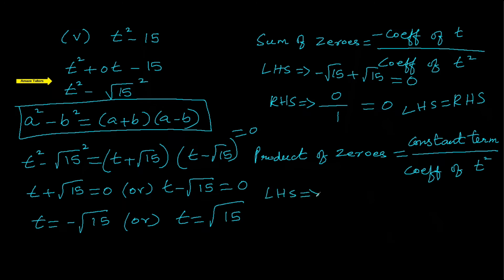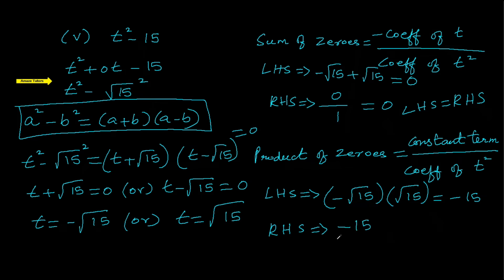LHS, product of zeros, negative root 15 times positive root 15. We know that root 15 times root 15 is simply 15. Negative, positive, negative. Negative 15. Now RHS, constant term, negative 15.